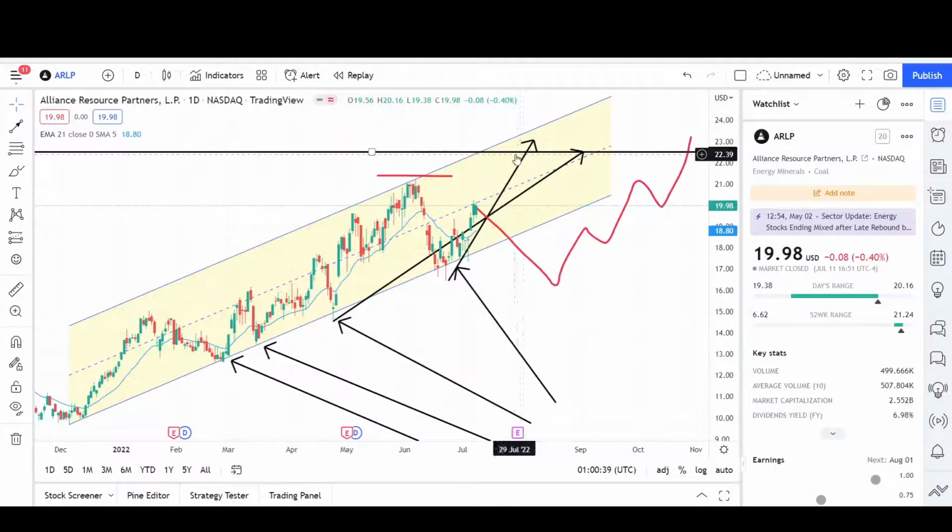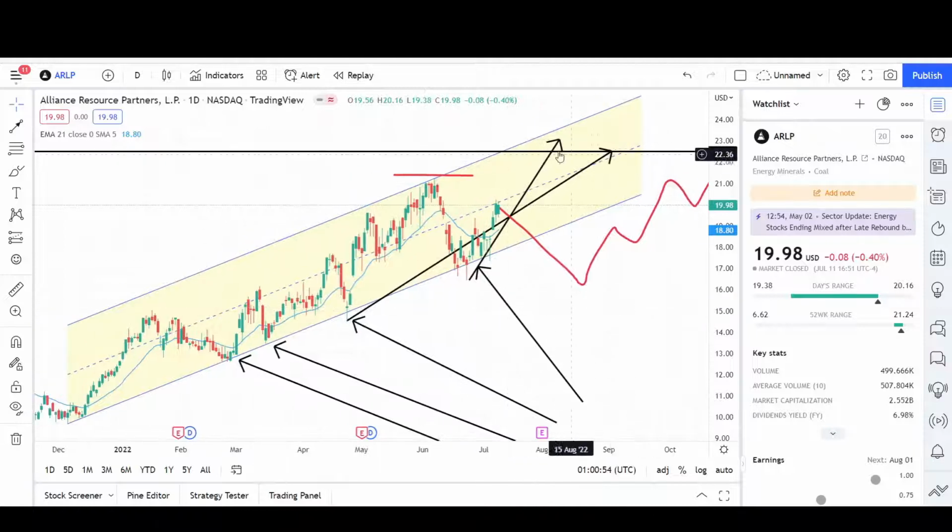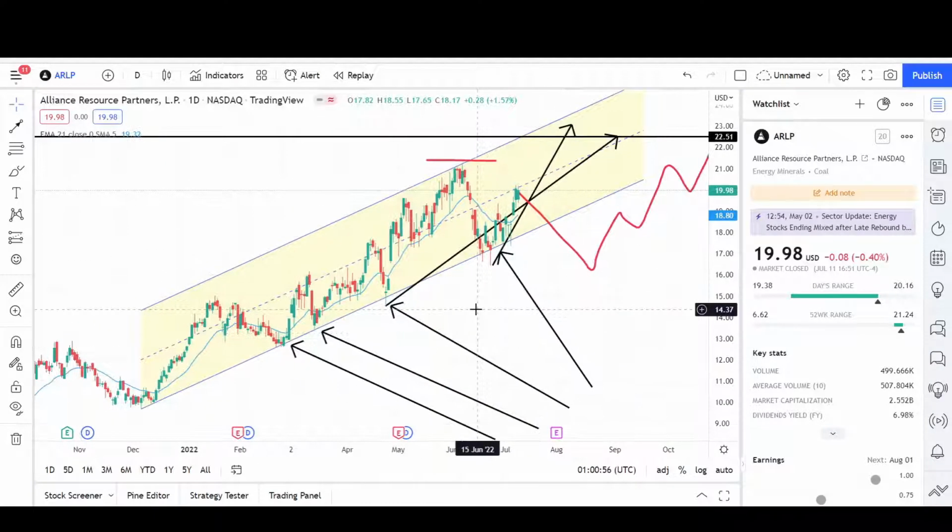I'm not sure when this will be reached, but if I were to just give a guess, probably sometime in August, early to mid-August, when this target could be achieved, judging by the angle that prices are approaching this target. So that's everything I see for the daily chart. Let's go and wrap this up on the weekly chart.